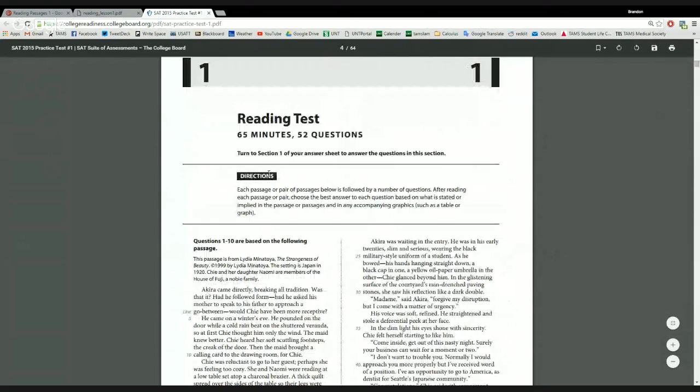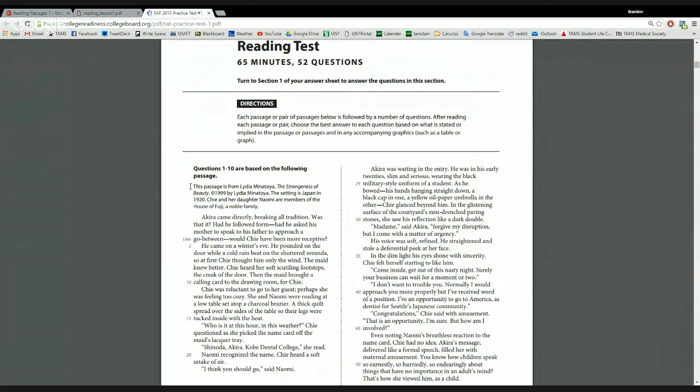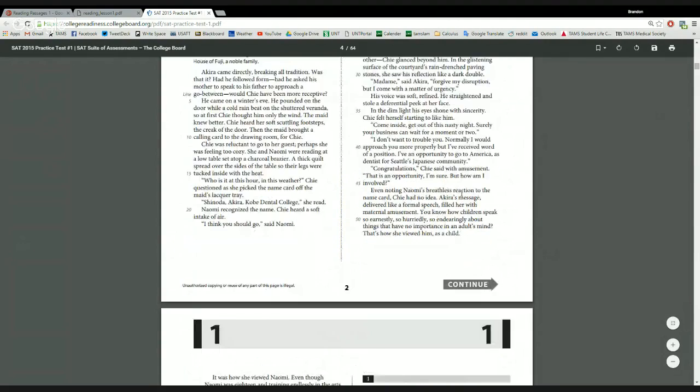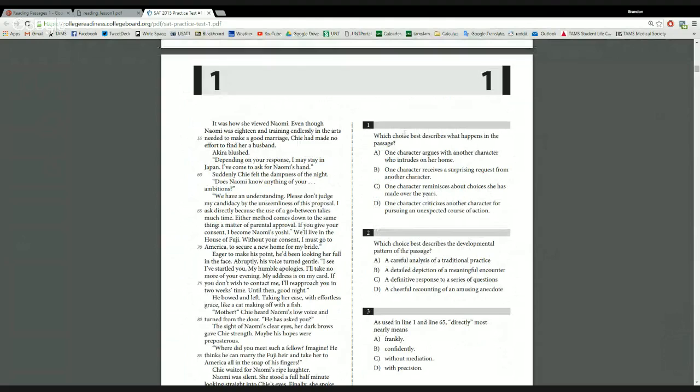Okay, so we start the test, we open the booklet, and this is what we see: a passage. In this case, it's a fiction passage. First things first, you want to read this little paragraph to understand the context of the story. Where is it from, the setting, and all that. Next, don't read the passage yet. Go to the questions, and we're going to look for line-based questions, as we said before.